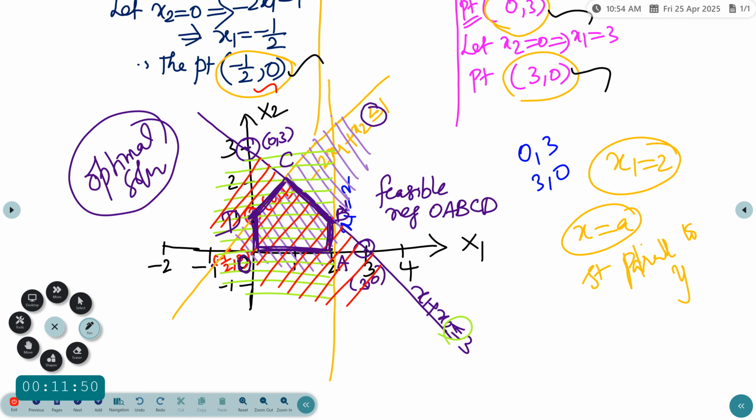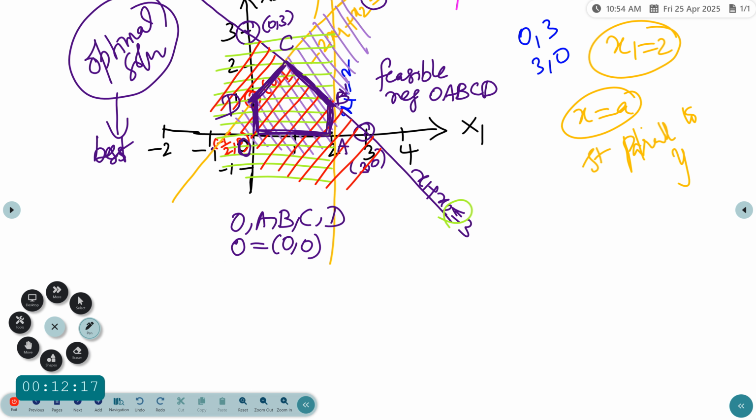What is the optimal solution? The best solution among all the set of solutions. So first find the set of solutions, and from the set of solutions identify the optimal solution. Now find the vertices O, A, B, C and D one by one. O is the origin, so O is nothing but 0, 0. Then what about A? A is the vertex 3, 0. So we already have the value for A equal to 3, 0.